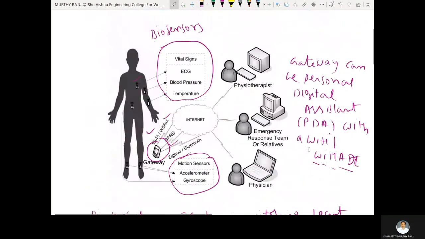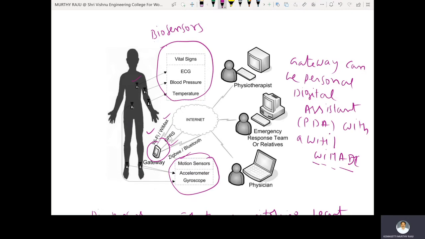Here, these are the gateway node and gateway area network. Gateway area networks: WiMAX, Wi-Fi, GPRS, Zigbee, Bluetooth. Next one. These sensors communicate with the gateway.